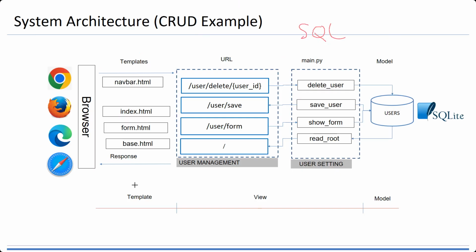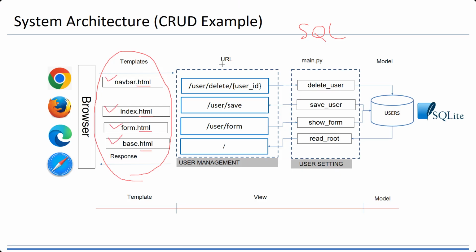Here, we can say that this is the template. We can generate the HTML files. In this case, we know that there are 4 HTML files in our system.